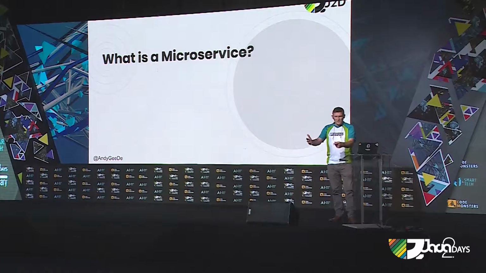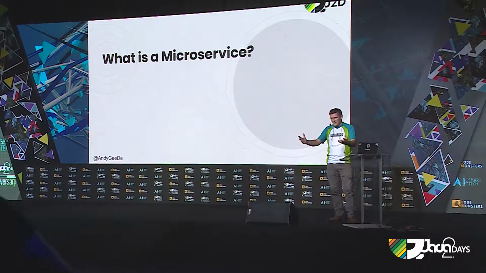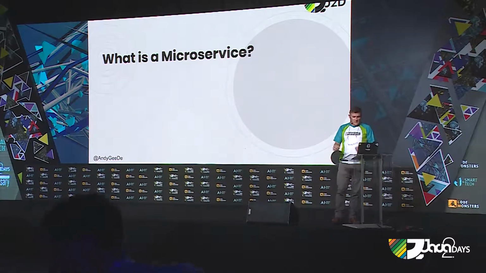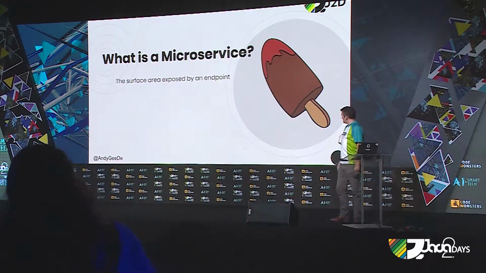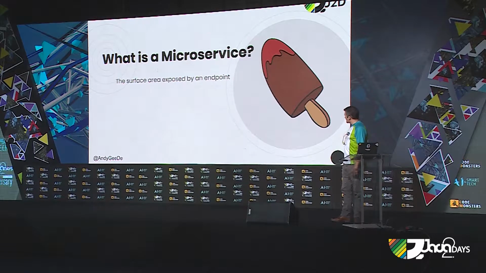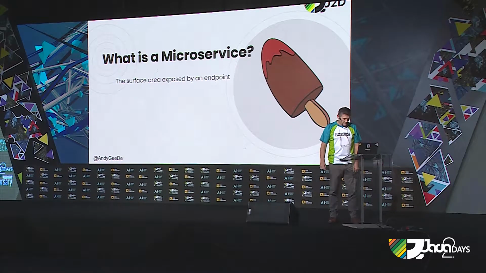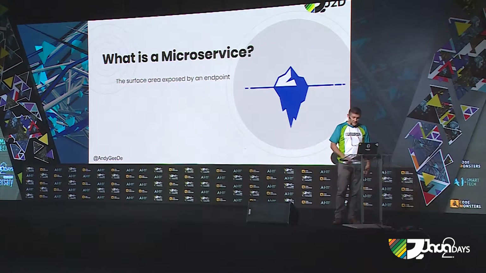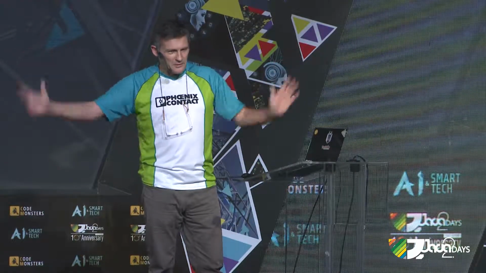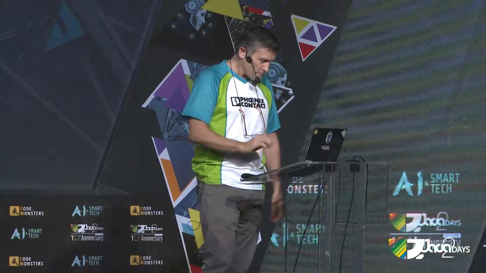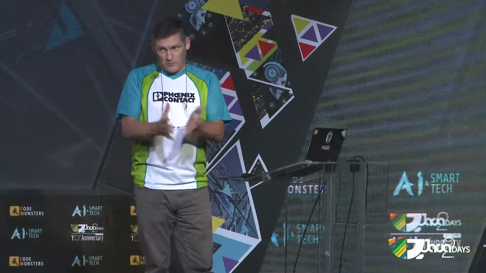I think it's important to just get a picture in our minds as to what a microservice is. I'm sure each of us has our own individual opinion, and it is a very opinionated subject. So I did some research and came up with this really fantastic image. It's the surface area exposed by an endpoint. I didn't actually want an ice lolly, I was looking for an iceberg, because an iceberg paints that picture of it's that bit at the top, and underneath there could be this colossal application. So it's as big or as small as you want.